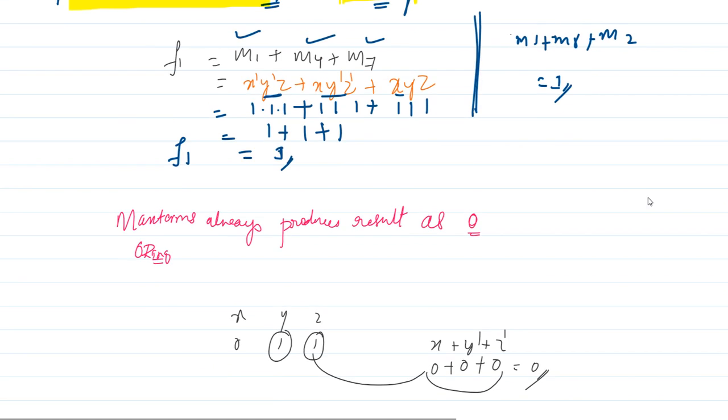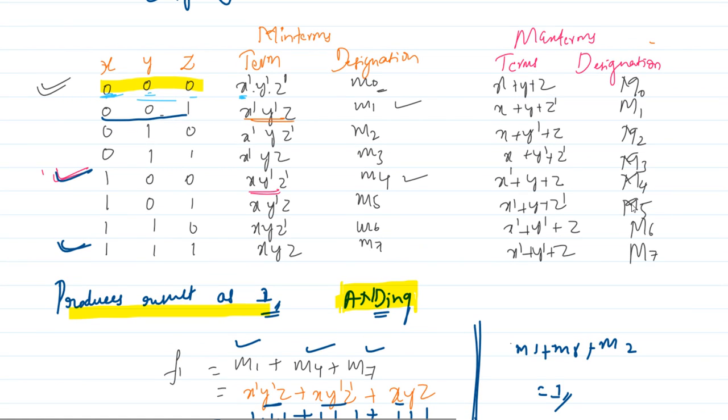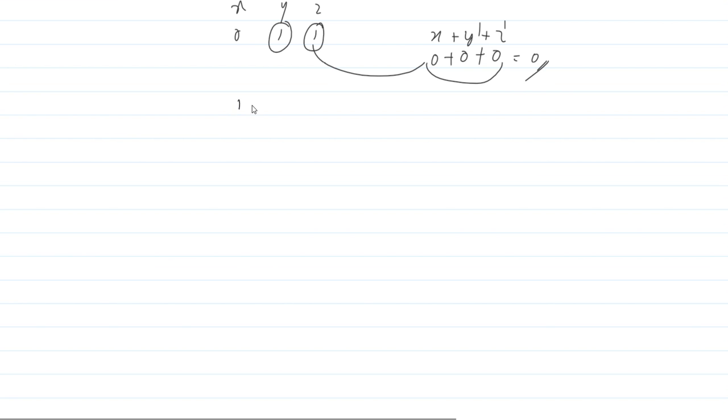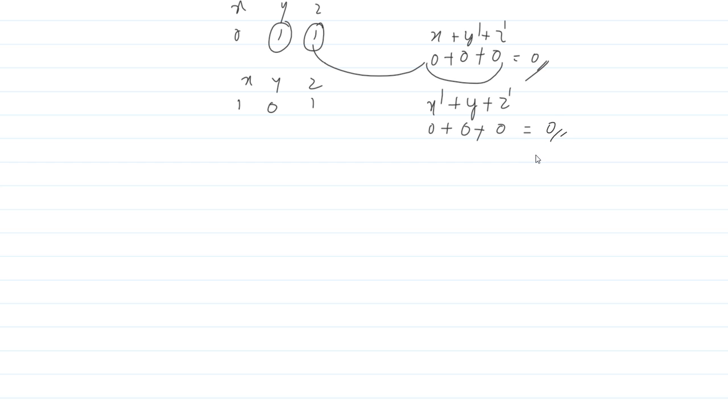I told you that it will always produce the result 0. Now you check another example, M5. M5 means the combination 1 0 1. So I will write M5 as 1 0 1. Now you put the values. The term is x prime plus y plus z prime. X is 1, and 1 becomes 0 because it is primed. Y is 0, not primed, so put 0. Z is 1, z prime is there, so put 0. 0 plus 0 plus 0 is 0. This is how we can write min terms and max terms.